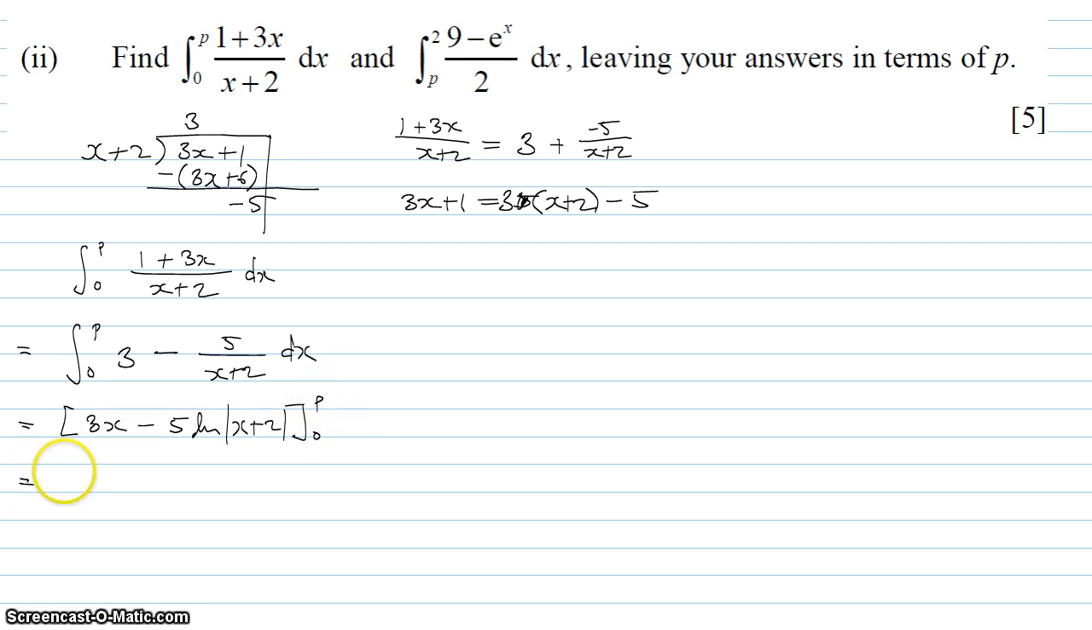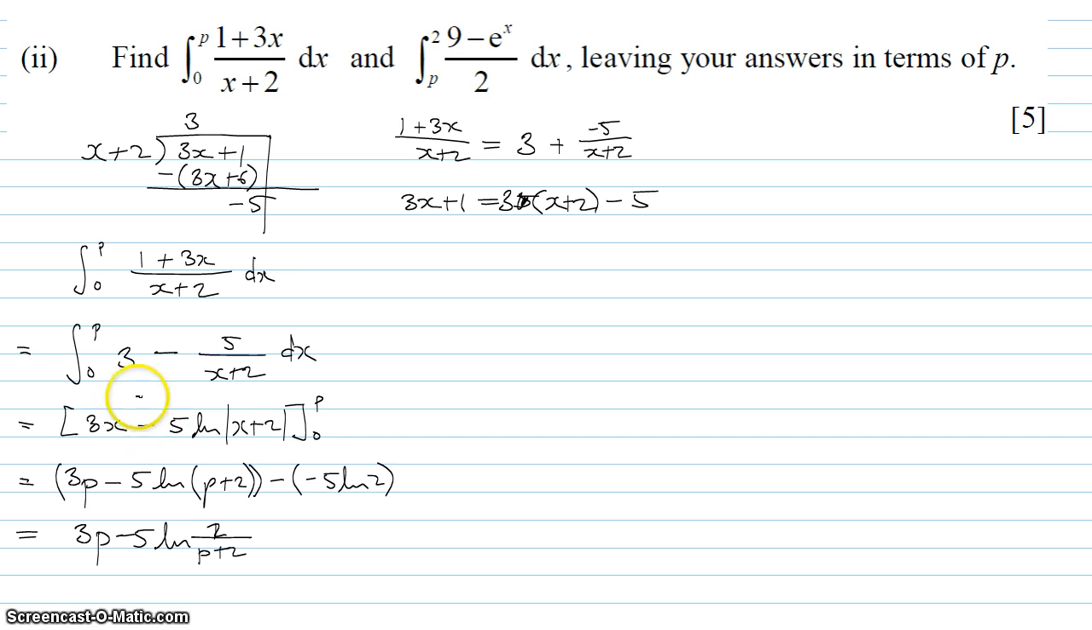So I get 3p minus 5 ln p plus 2, minus minus 5 ln 2. So in other words, this is 3p minus 5 times ln, and then using my laws of logarithms, this is 2 over p plus 2. Oops, how come there's no minus there? Yep. So this is the exact value for the first one.